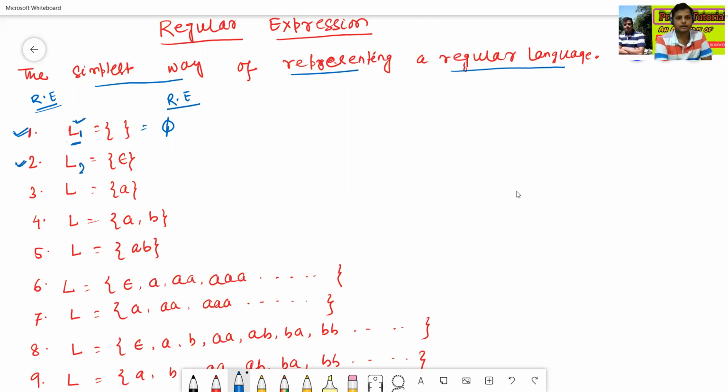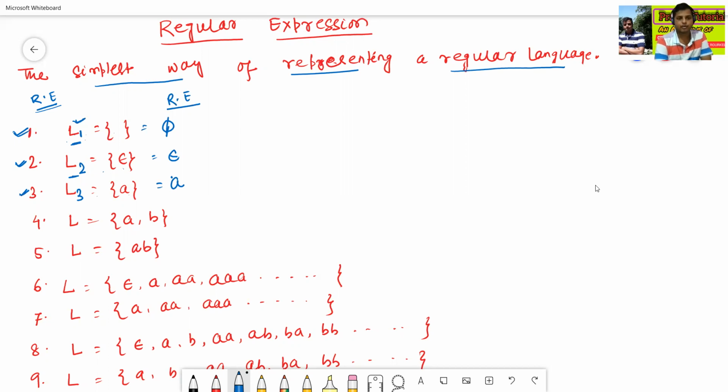Language 2 contains epsilon. So what is the regular expression of language 2? It is nothing but epsilon. What is the third case? Language 3 contains only a symbol, a. What is the regular expression of language 3? The regular expression is a.